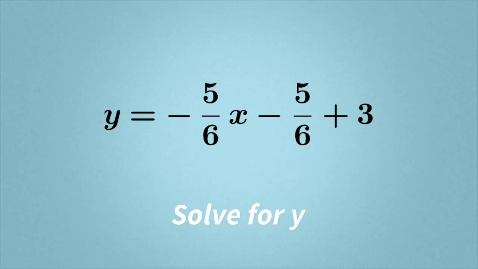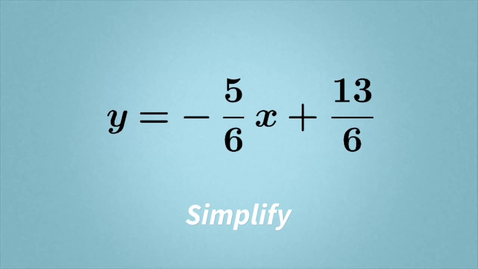We solve for y by adding 3 to both sides. Note that in this step we have the fraction -5/6 plus 3, so we still need to simplify one more time. -5/6 plus 3 is the fraction 13/6. This is our final answer.